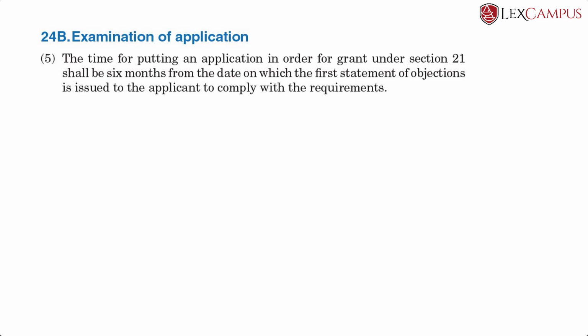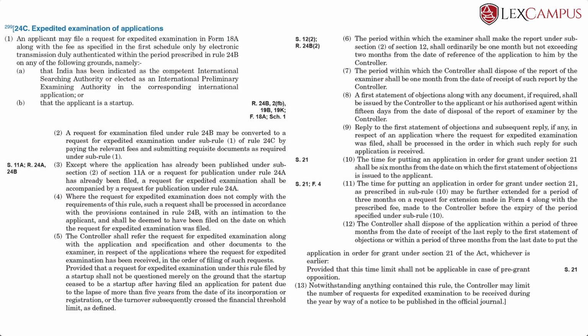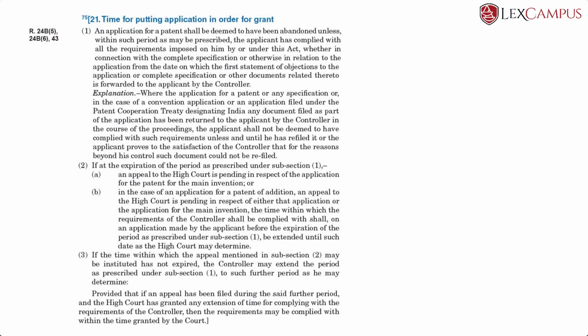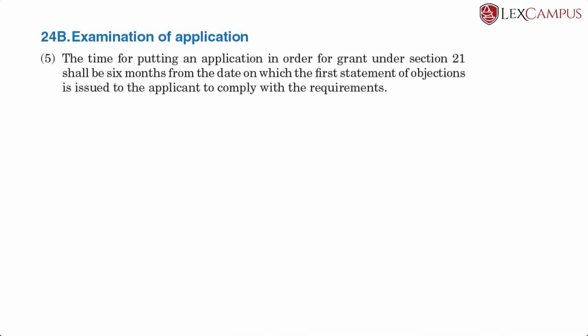If you look at the next rule, that is rule 24C, which talks about expedited examination, and compare it with this provision, you may get an impression that this is an open-ended timeline. The time for putting the application in order for grant under section 21 shall be 6 months from the date on which the first statement of objection is issued to the applicant. When I say it's an open timeline, you need to respond to the first statement of objection within 6 months, and any further responses can have their own timeline.